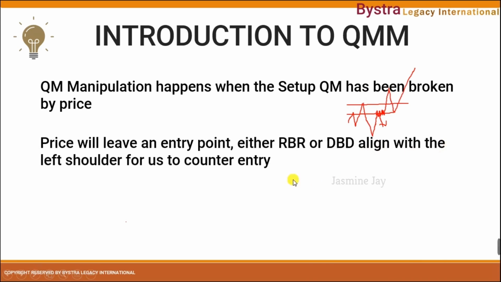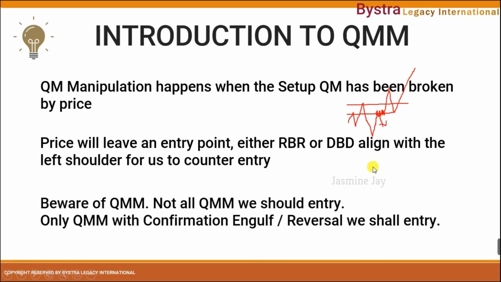As I said earlier, price will normally leave an entry point, either a rally base rally at this point or a drop base drop if you want to sell, aligned with this left shoulder, for us to counter-enter when price comes back to this area, this rally base rally here, and goes up. So we have to be aware of QMM. Not all QM manipulations should we enter. Only the one which has the confirmation of an engulf or reversal, then only we can enter.